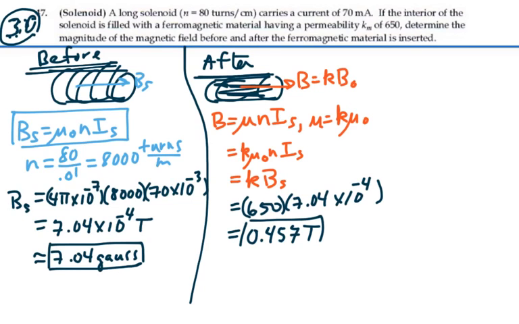So, by adding the ferromagnetic material, we increase the magnetic permeability of the substance inside. It's no longer air, it is magnetic material, and hence we end up with a much stronger magnet and a much stronger magnetic field of 0.457 Tesla.